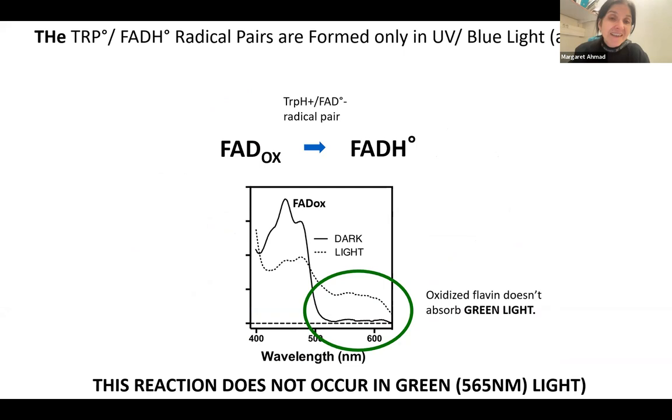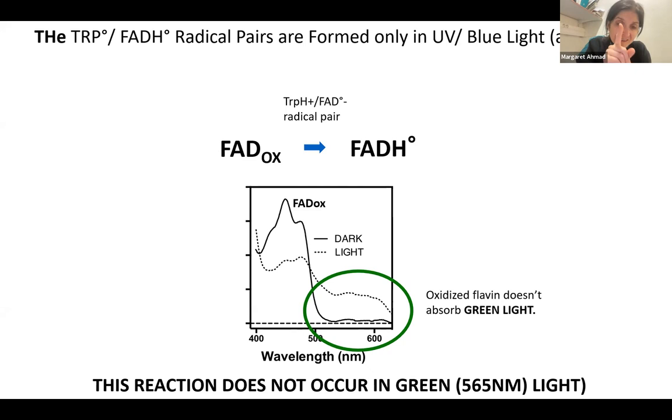And so here, I'm sorry, I don't have a pointer, but I show you the reaction on top. The reaction involves transition from oxidized to radical flavin. That is the reaction step, and that is forming Trp radicals and flavin radical pairs. It can only happen at that step.